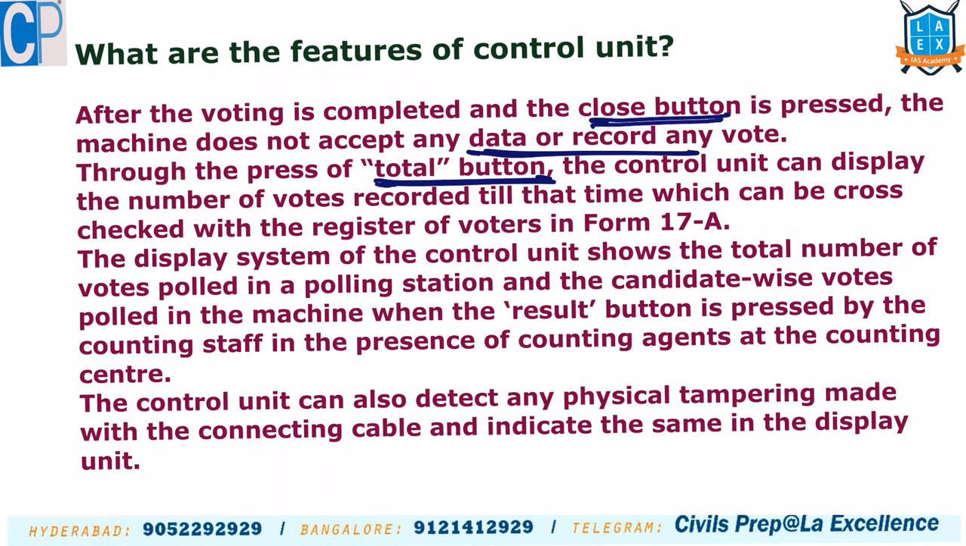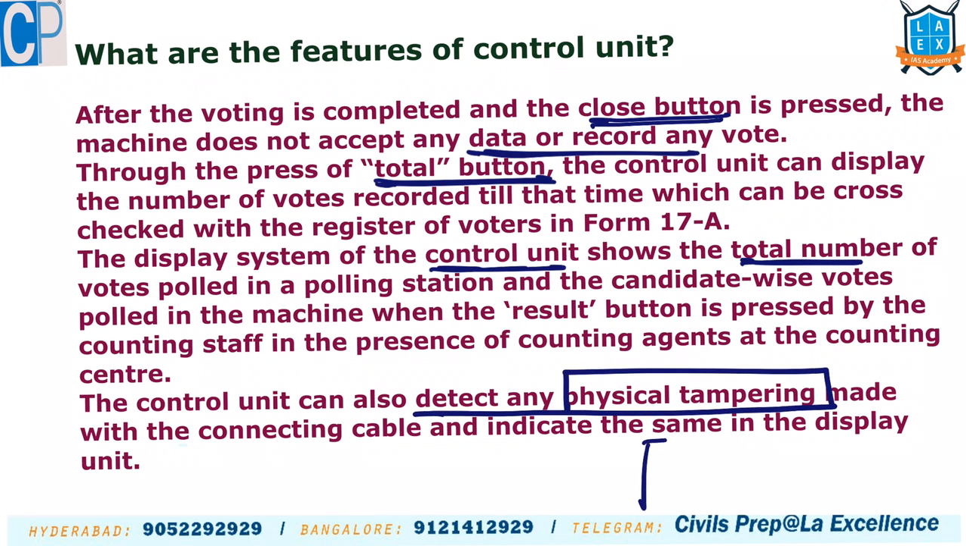Then the display system of the control unit shows the total number of votes polled. Then we can verify it based on the number of voters who have come there and voted. This control unit also detects any physical tampering made to the cable which connects the ballot unit and the control unit. These are the specific features of the control unit.